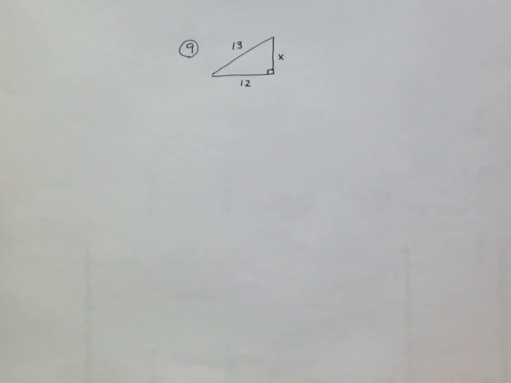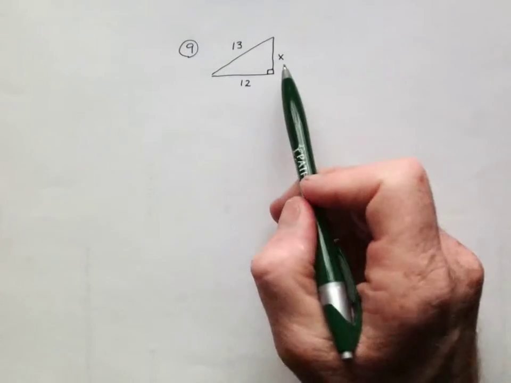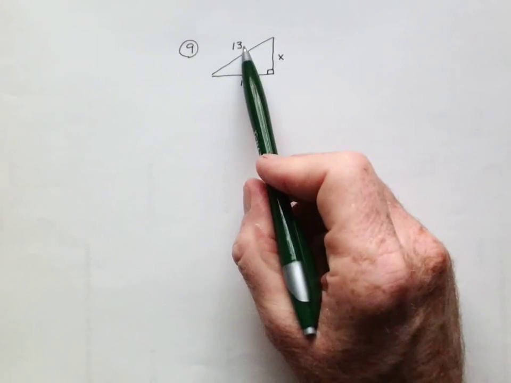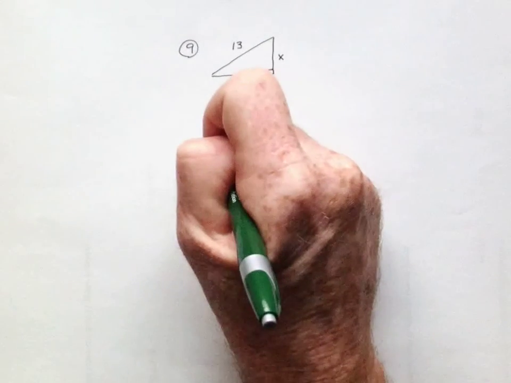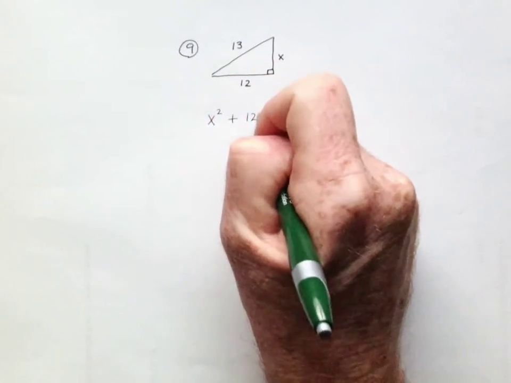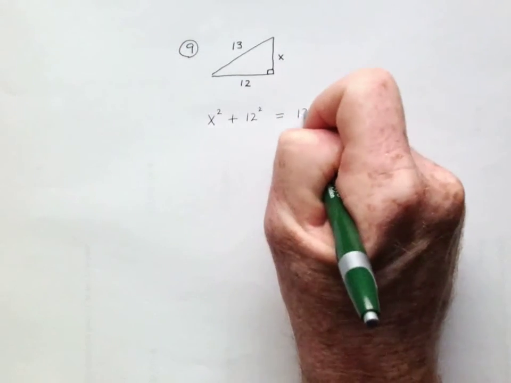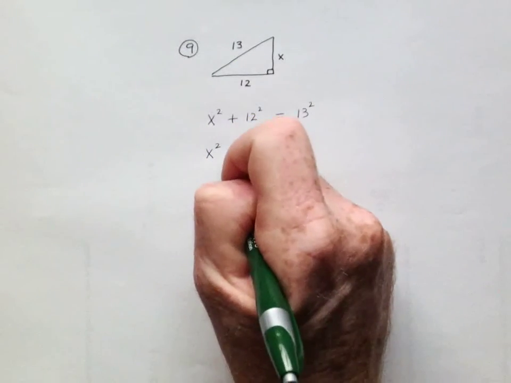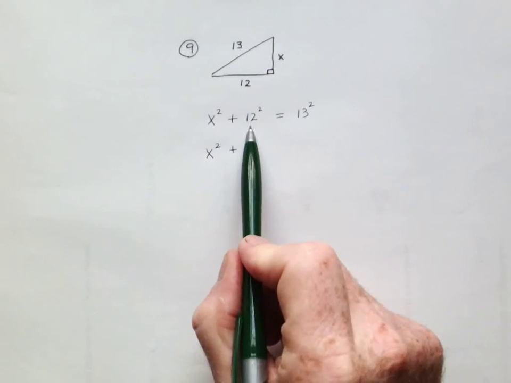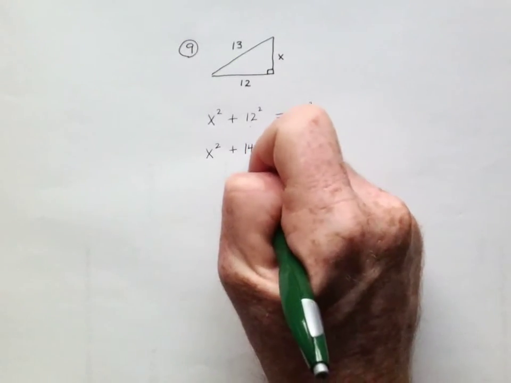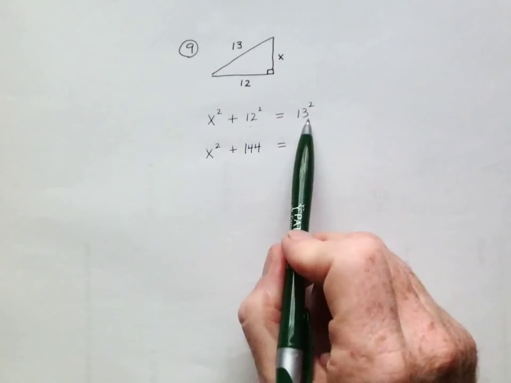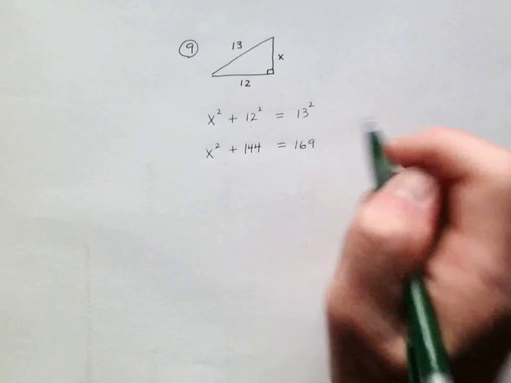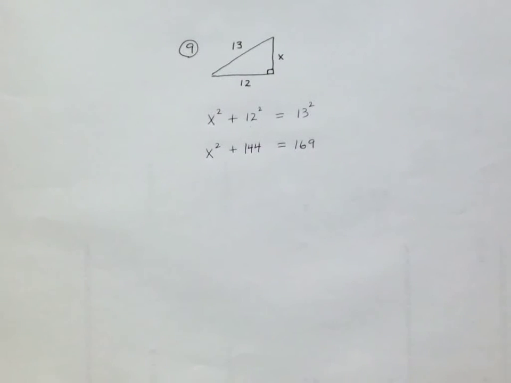Using the Pythagorean Theorem, this side squared plus this side squared equals this side squared. So x squared plus 12 squared equals the largest side squared. Then x squared plus 12 times 12, which is 144, equals, on this side, 13 times 13, which is 169. And then we're going to do 2 steps of algebra.